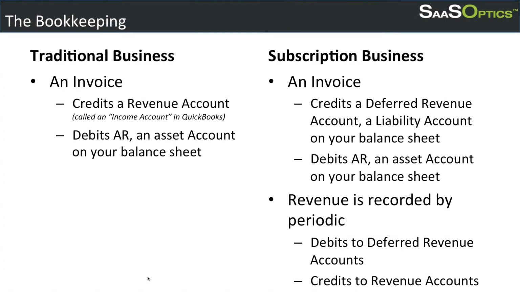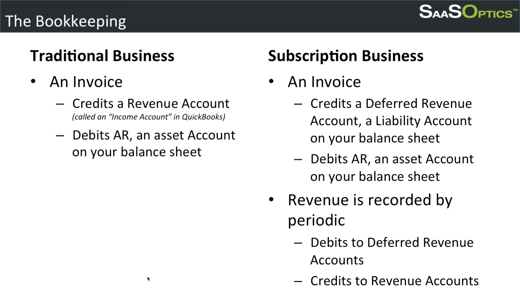On the left, we have our traditional business, and on the right, we have our subscription business. So in our traditional business, we create an invoice, and that invoice will create a credit to a revenue account. So in QuickBooks, that's called an income account. Technically, it's a revenue account, or you can call it an income account. It doesn't matter. It shows up on your income statement. It's revenue. It is your sales, basically, right?